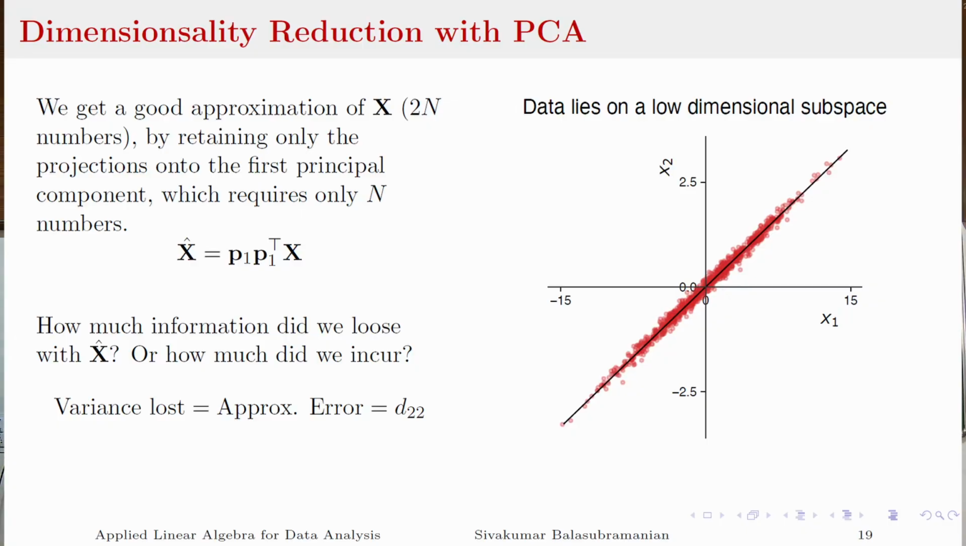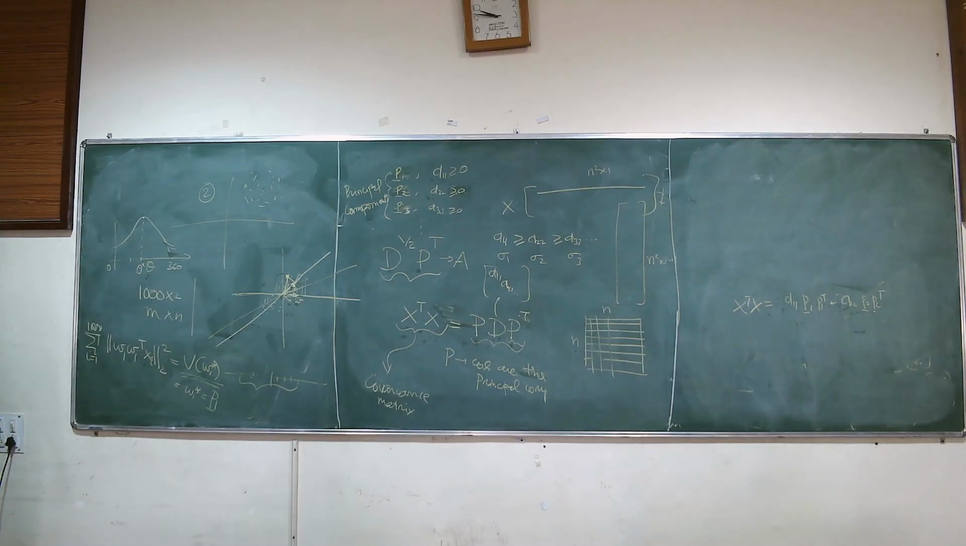And of course if you say all my data lies along this straight line, you are making an error, and one measure of the size of that error is how much variance I lost by ignoring the second term there. That's simply D22. Well, that is for a two-dimensional case, and we're getting a one-dimensional approximation.